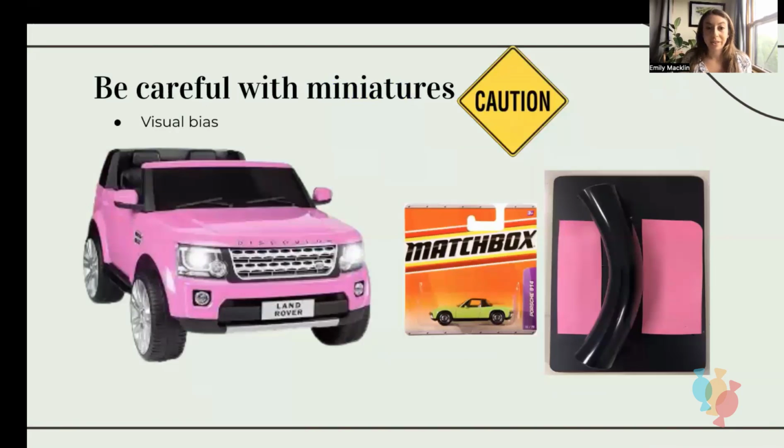And be careful with miniatures. So for a student who has this Land Rover, really cool self-driven car as an activity, you may think, awesome, Matchbox car, so small, easy to symbolize, put right on the backing, easy, done. But then I'm just encouraging you to think about how that has a lot of visual bias. So with your experience as a person who's sighted, if you are a person who is sighted and has access to vision, just encourage you to consider how that may be taking your visual experience into account more than a student who maybe is not accessing with vision.